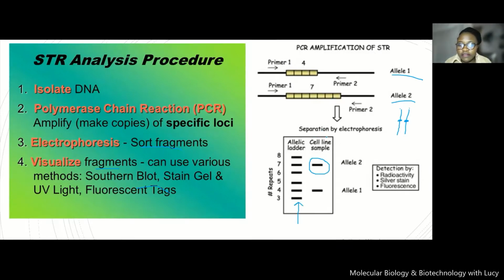So after you have done separation by electrophoresis, you're going to have your two alleles separate. So you have allele 2 there. Allele 2 was longer at 7 kilobases, so it is going to move slower. And allele 1 was 4 kilobases, so it's going to move farthest.